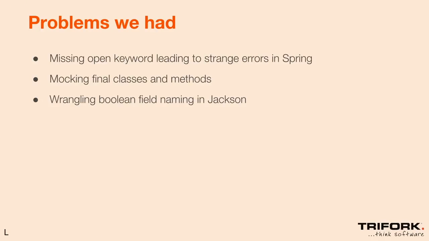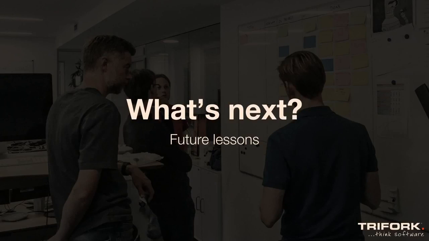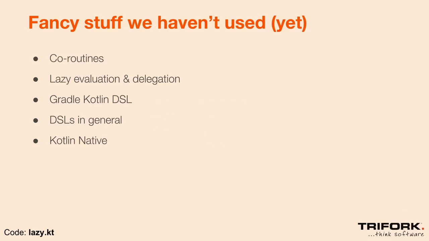We are probably in the negative on the amount of minutes left, so let's go on. Oh yeah, future lessons. So I'm almost there. The fancy stuff we haven't used yet. We didn't use the coroutines. I heard one or two people be really excited about that. We don't use lazy evaluation yet, although it's a pretty nice feature. And there's an example which I would show you.